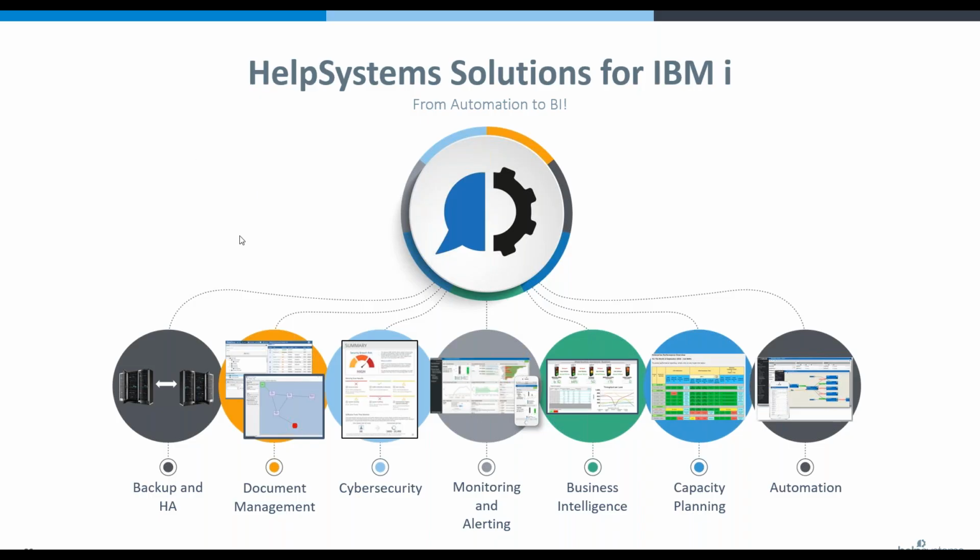Okay. Just remember with Help Systems, we certainly help you with your robot schedule needs, but we can do backup and recovery, HA technology, document management, cybersecurity, monitoring, business intelligence, and capacity planning for your next upgrade. And of course, we talked a lot about automation.